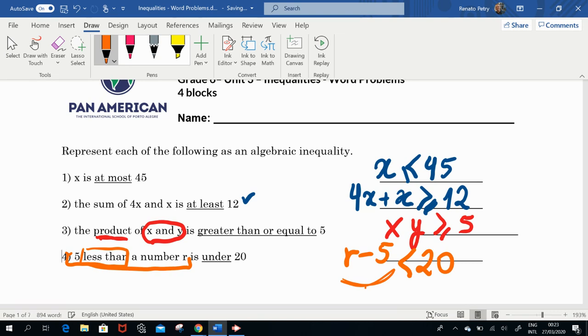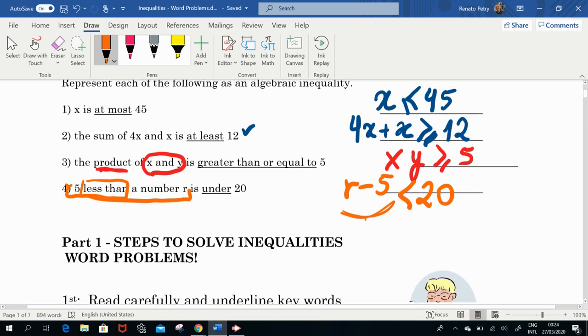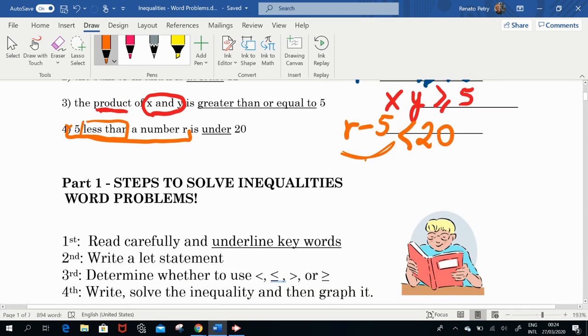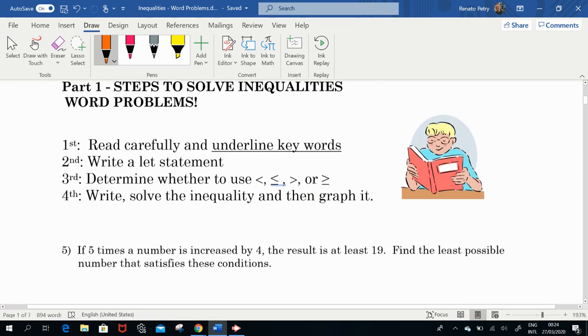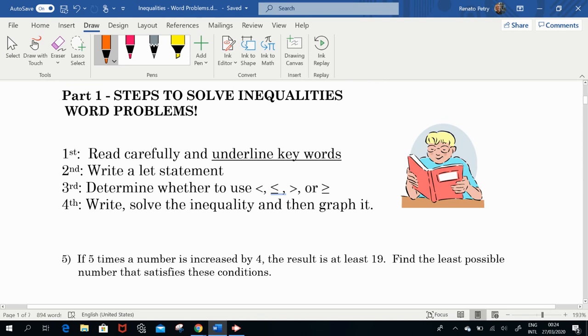Okay, so this is the first part. This is how we convert sentences into numerical inequalities. Now, how do we solve inequalities in word problems? We have four simple and easy to follow steps. Step number 1, read carefully and underline keywords.